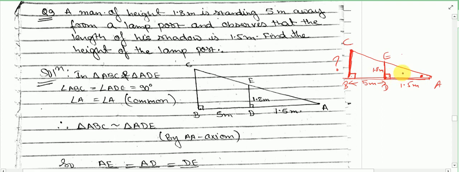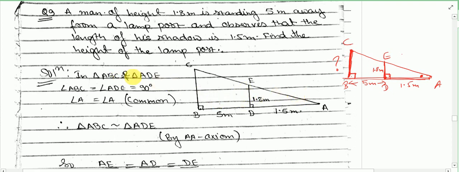So obviously triangles ADE and ABC are similar to each other, and once they are similar, corresponding sides are going to be proportional. So with the help of this we can find the length of this lamppost, that means the length of BC.